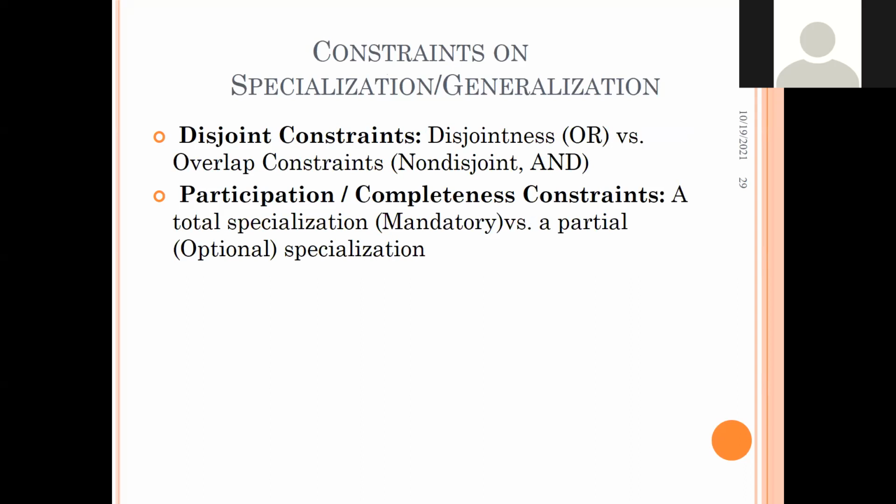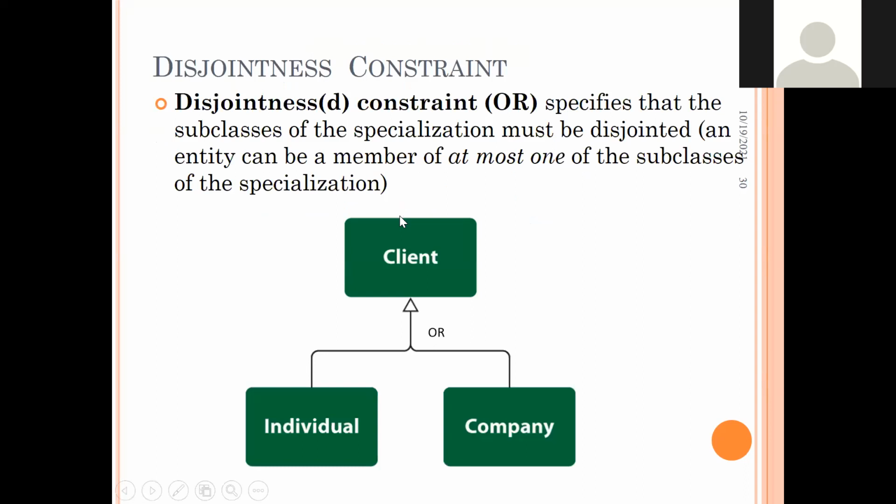So we have different constraints of specialization and generalization. One is what you call a disjoint constraint, which is either an or or an and, and we have participation, which can be total participation or partial participation. So you have these two types of constraints that we have to use when dealing with specialization and generalization. So the disjointness constraint, I usually like to call it the or.